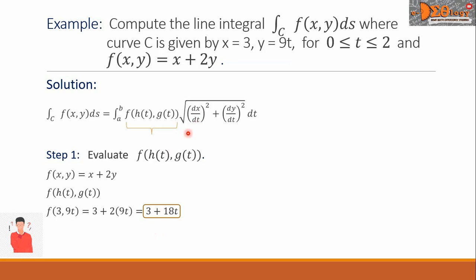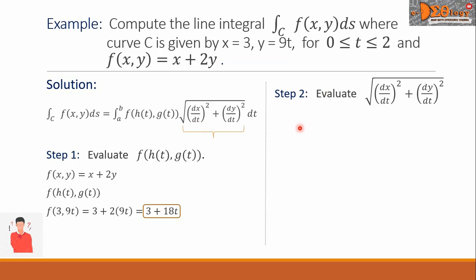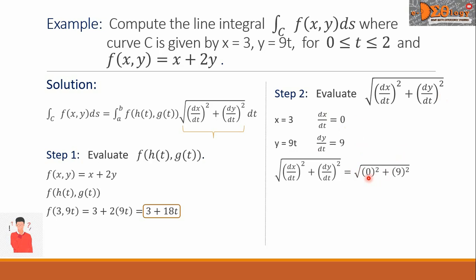Next, let us evaluate this part of the formula for step 2. First, let us write the parametric equations x equals 3 and y equals 9t. Let us evaluate first the dx over dt, that is equal to 0. For dy over dt, it is equal to 9. Substituting these values in this formula, we have now the big square root of 0 squared plus 9 squared. And we can simplify this into 9. So this is the value of this portion of the formula.